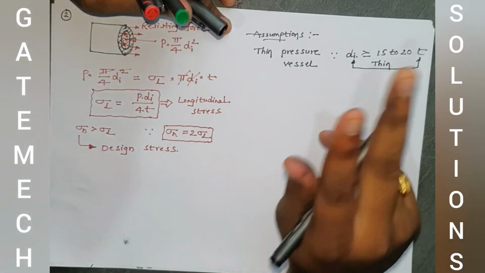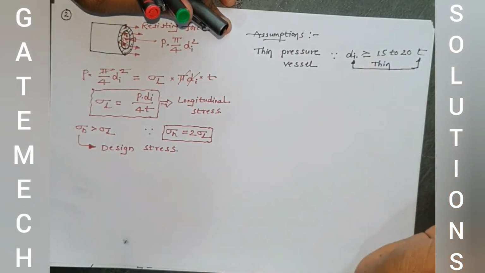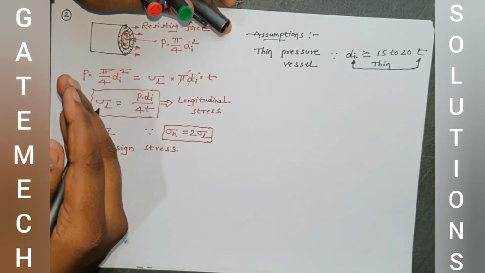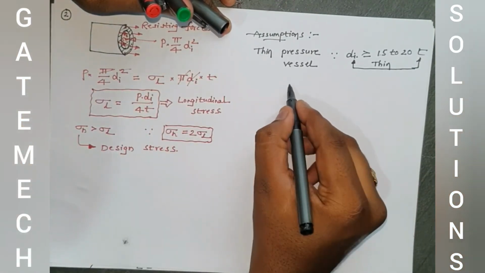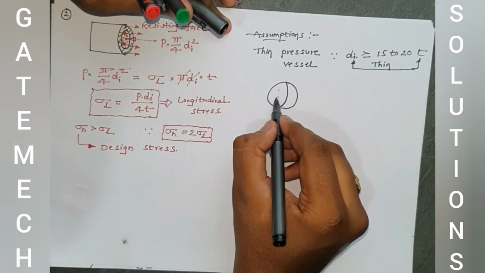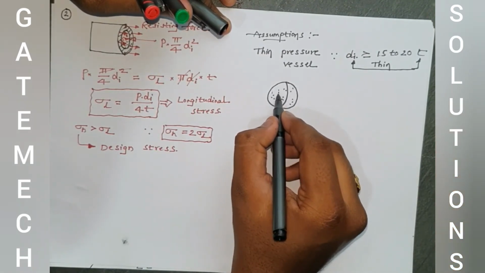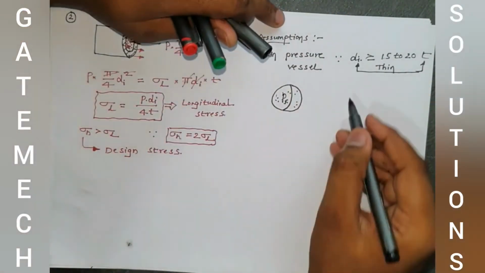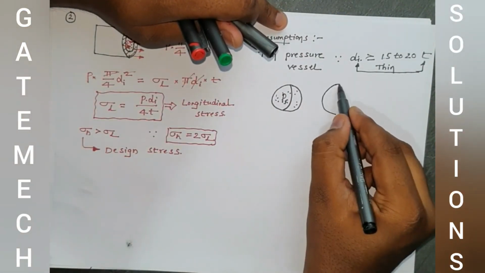In thin pressure vessels, there are two things. One is thin cylinders, the second one is thin spheres. Till now we have discussed thin cylinders. Now if you take thin spheres, because of the fluid pressure, if the sphere bursts, the type of failure is a circumferential failure.